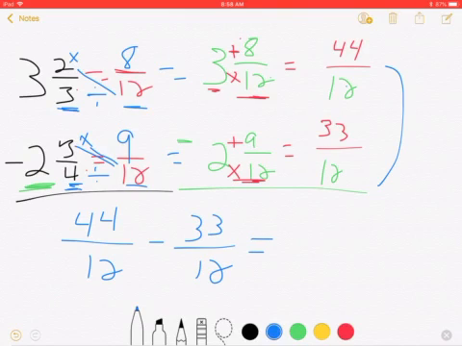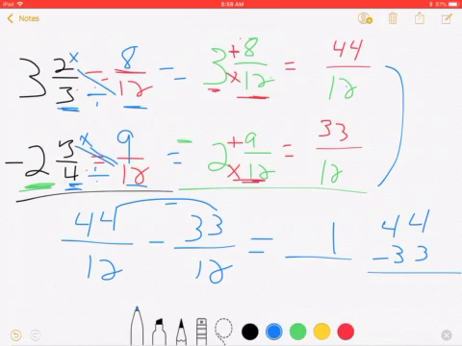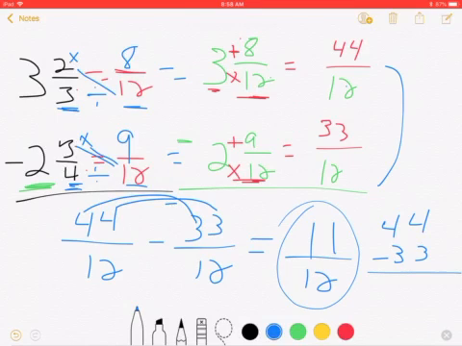Some students will subtract place values. Some students will go off to the side and do 44 minus 33. Either way, it's okay. I want to do place value subtraction. So the ones place minus the ones place: 4 minus 3 equals 1. And then the tens place minus the tens place: 4 minus 3 equals 1. And the answer is 11/12 again.